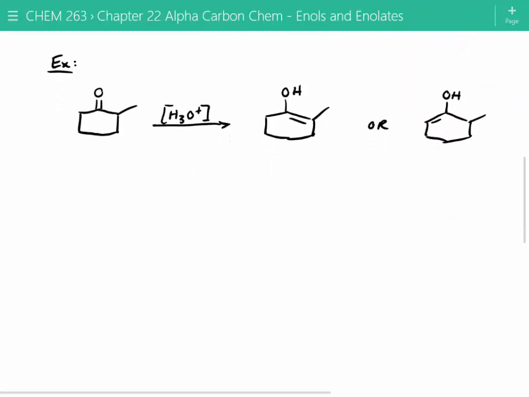So we can get both enols, right? Which enol is more stable? The one on the left. Why? More substituted, right? So we can show this reacting with Br2 and this one reacting with Br2.